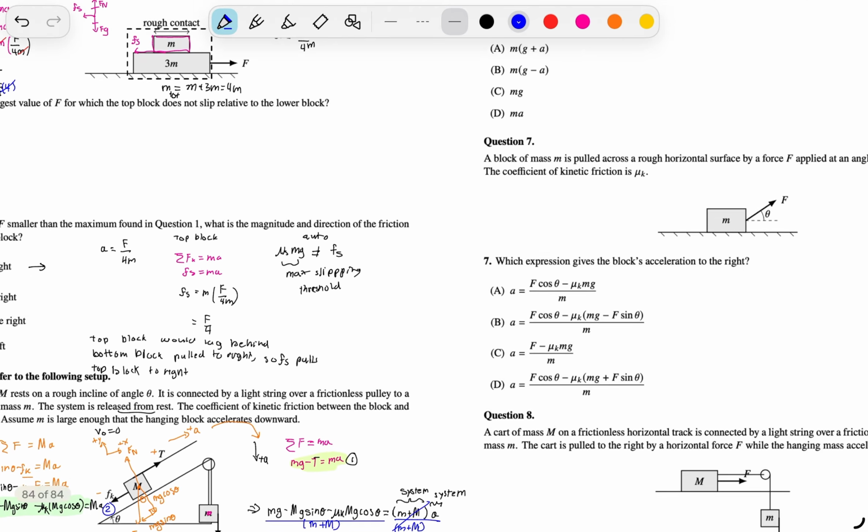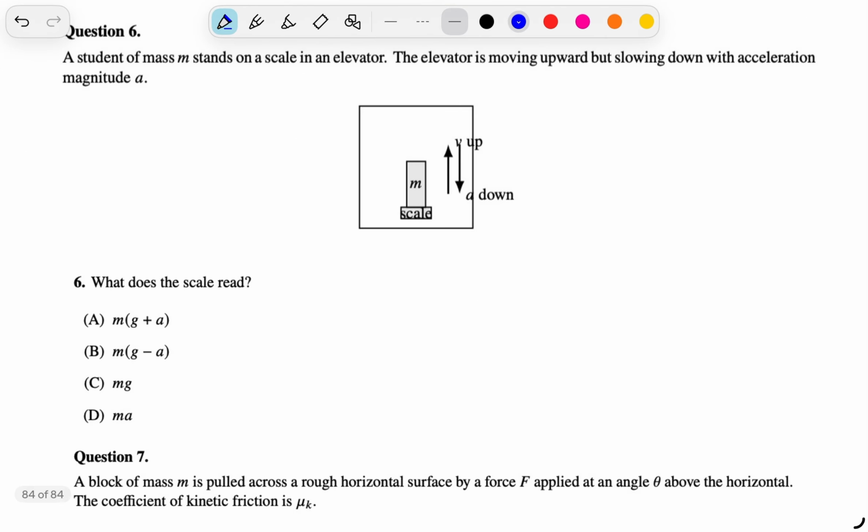Now for our next question, we have a student of mass m stands on a scale in an elevator. The elevator is moving up but slowing down with an acceleration of magnitude a. What does the scale read? So the scale is going to read your normal force that you have. So let's make our upward direction as positive, which means that on our FBD for a student, we're going to have a normal force upward, and you're going to have an mg that's downward.